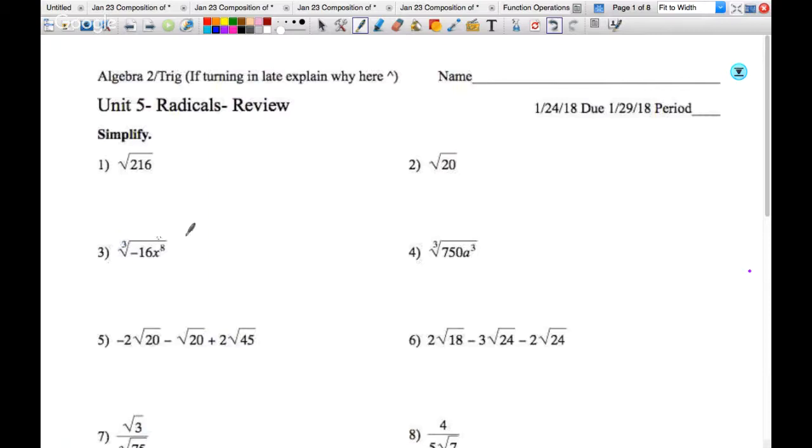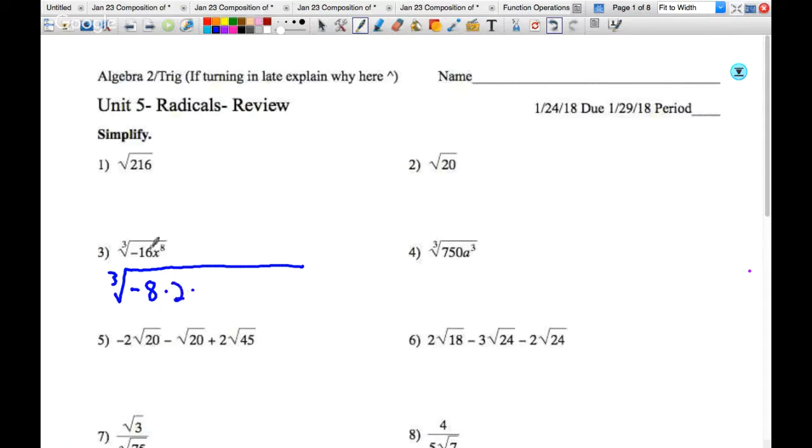Now, I'm taking a cubed root. So in order to take a cubed root, I need to break this negative 16 into a perfect cube. But when I do that, if I can pull out a perfect cube, I want that perfect cube to be the number that's negative. And so 2 cubed is 8. So the perfect cube that fits into 16 is 8, but I'm going to make that a negative 8. Because now if I take the cubed root of negative 8, it'll be negative 2, and I'll be able to pull the negative out from inside of the radical.